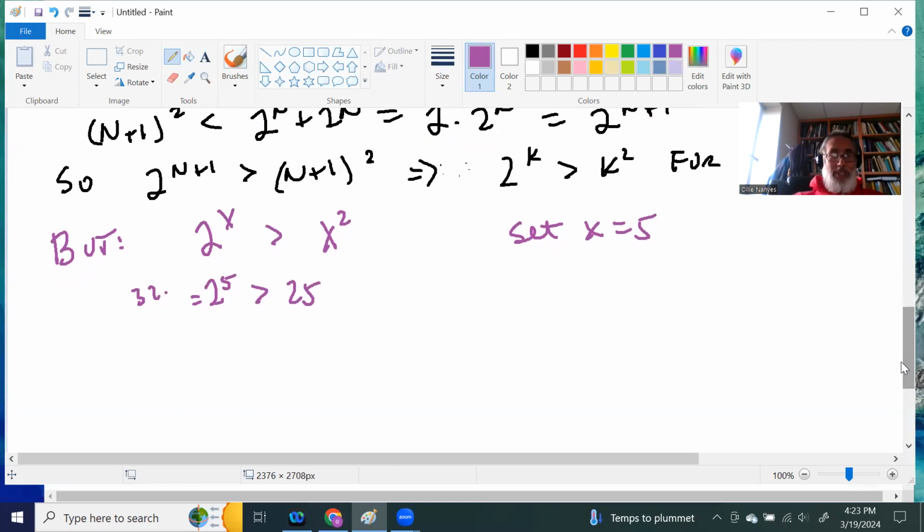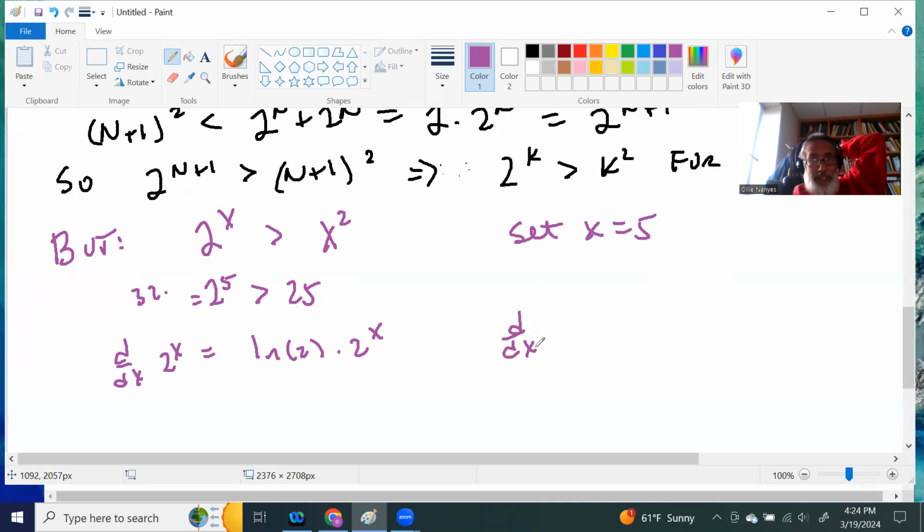The next thing you notice is that, if you're comparing functions, this function is bigger than this function for x equal 5. Then if you took a look at the derivative to see the rates of change, the derivative of 2 to the x is log 2 times 2 to the x. Now keep in mind log 2 is what, 1.69 or something? I know it's 0.69 and something. It's a little bit less than 2 to the x. On the other hand, the derivative of x squared is 2x.